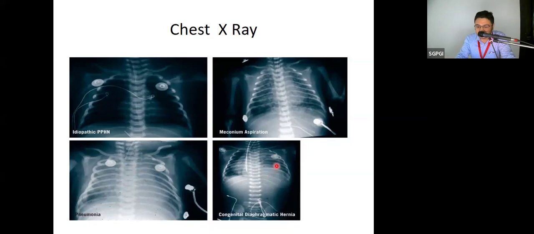You can see the loops of the intestines are on the left side, and that has displaced the mediastinum, and that is why the heart border is pushed to the right.